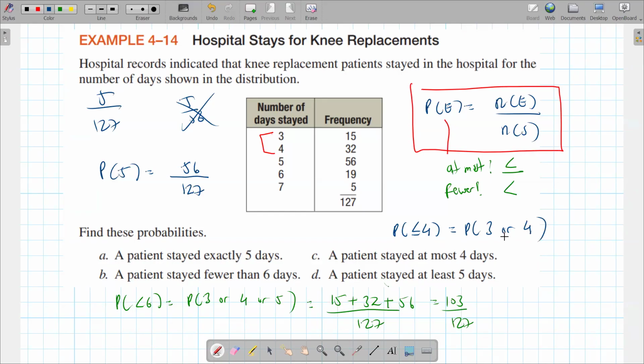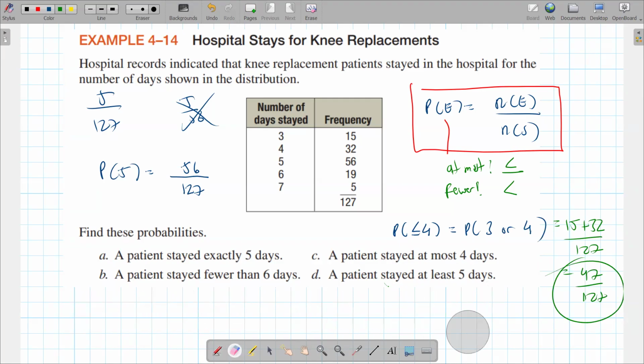See if that made sense. At most 4 means either you could stay 4 days or less than 4 days. In this case, looking at the table, you can only do 3 or 4. If there was 1, 2 here, sure, we'll lump them in as well. But there's no 1, 2, so the minimum value is 3. That's why it's P3 or 4. So here it'll be 15 plus 32 over 127, 47 over 127. Final answer.